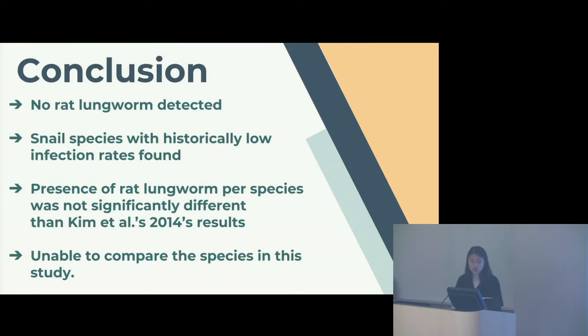So in conclusion, no rat lungworm was detected from the 3 school garden sites that I surveyed. And in general, the snail species that were found in each school had historically pretty low infection rates in Hawaii in past studies. And the presence of rat lungworm per species was not significantly different for 3 of the 4 species in the 2014 study. Because each species had an infection rate of 0%, I was unable to compare the species within the study as I had hoped to do before.